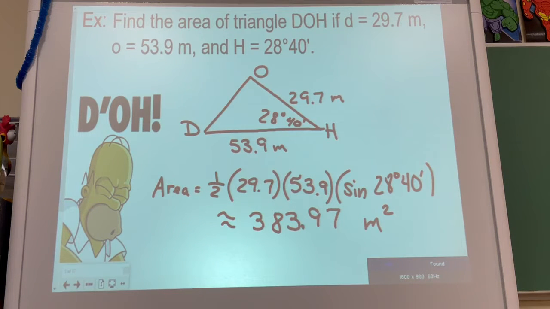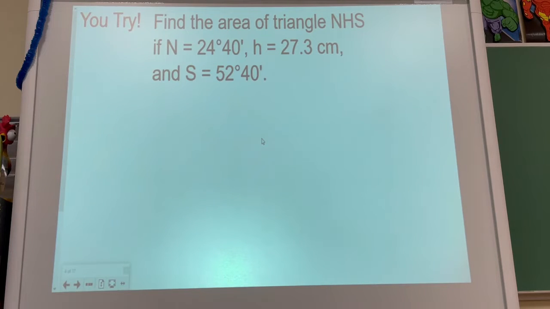There we go. So, hopefully not too bad, right? One half times the side, times the side, times the sine of the included angle. All right, give it your best shot.